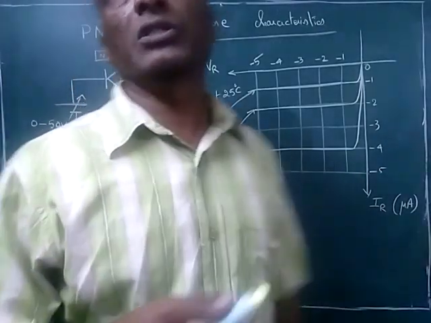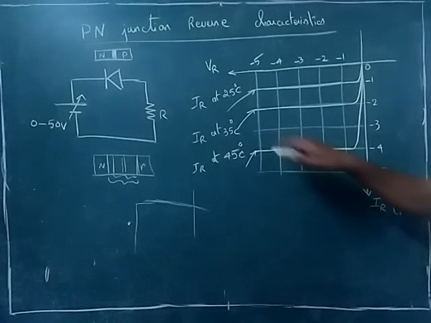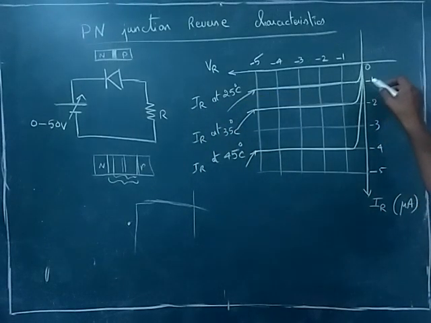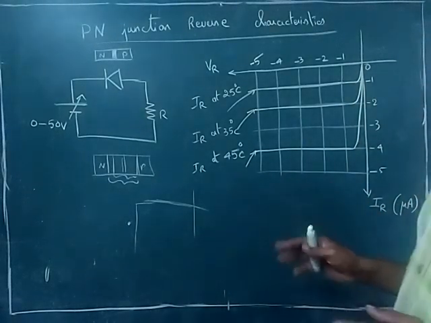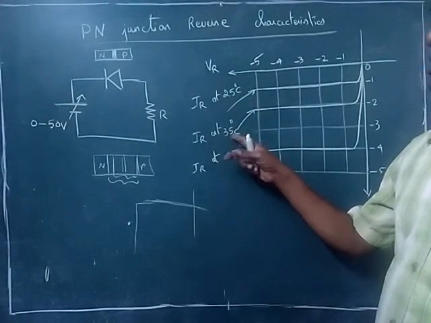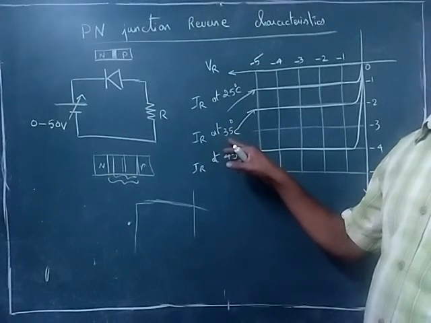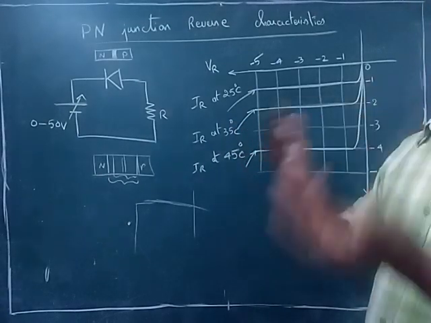If you carefully watch this graphical plot, the reverse current at 25 degrees Celsius is roughly minus 1 microamp. That is 1 microamp in the reverse direction. With the same setup, what we are doing now is increasing the temperature by 10 degrees Celsius, that is, from 25 to 35. So with an increase of 10 degrees Celsius, the current doubles.